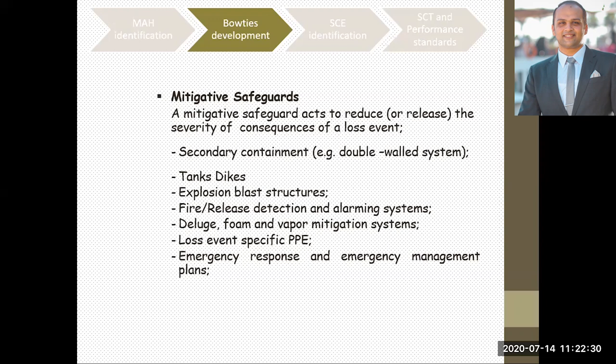So hopefully that was clear, the difference between the mitigative safeguards and preventive safeguards. So for now, our target: we defined all of the major accident hazards in the facility. Now we are doing a bow tie for each major accident hazard to identify all of the barriers, all of the safeguards in this scenario, and to make sure that these safeguards are adequate, maintained, and kept healthy to be ready to protect us whenever we need. This is our target.